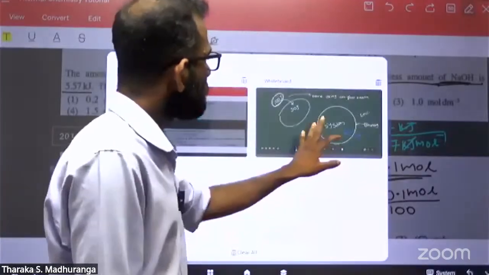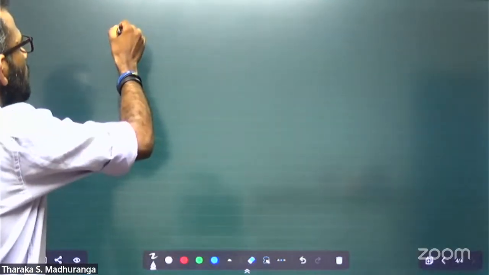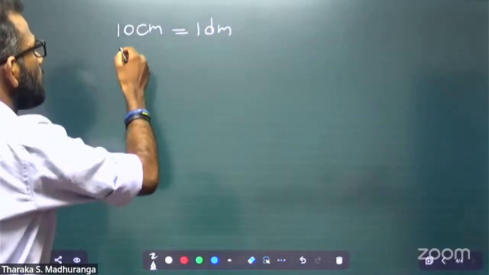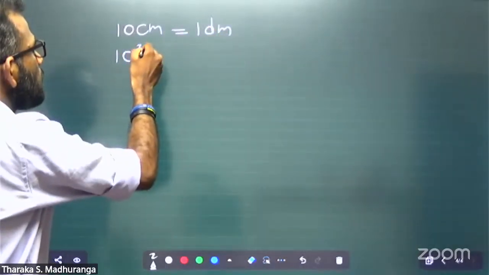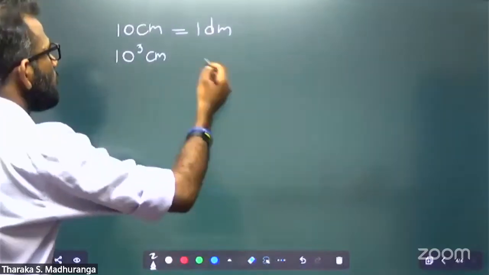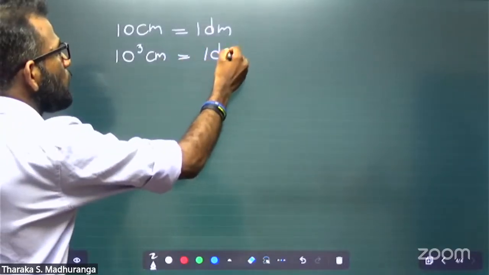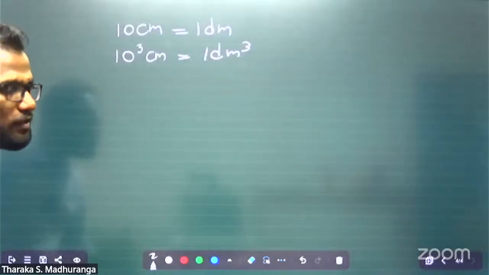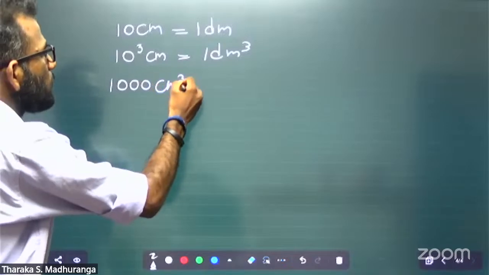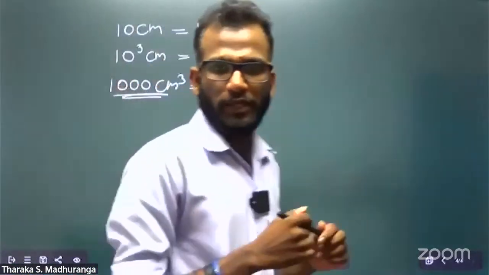Do you remember these unit conversions? This unit conversion is very important. I told you 10 centimeters equals 1 decimeter, right? Then to the power 3, that means 10 centimeters cubed is equal to 1 cubic decimeter. 1 cubic decimeter means 1000 cubic centimeters. 1000 cubic centimeters equal 1 cubic decimeter. I think you can remember.